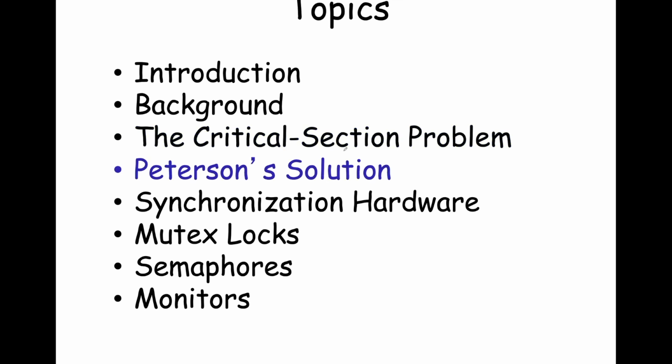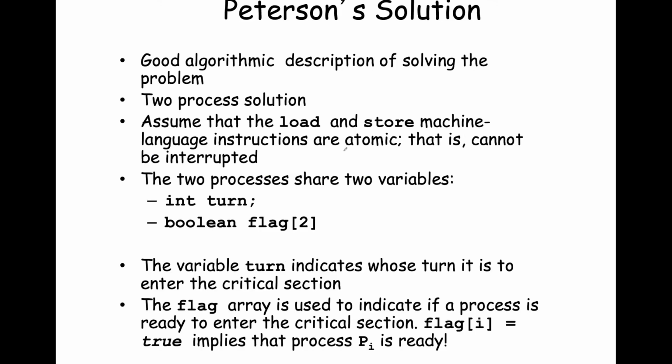All right, so let's take a look at one of the solutions. One of them is called Peterson's solution, and this is a very famous one. Peterson's solution gives a good algorithmic description. Now, this is just an algorithm. Some of the pseudocode looks like C, but it is an algorithm. It gives an algorithmic description of how you solve this critical section problem. And it's a two-process solution, from the perspective of two different processes that want to access the critical section.